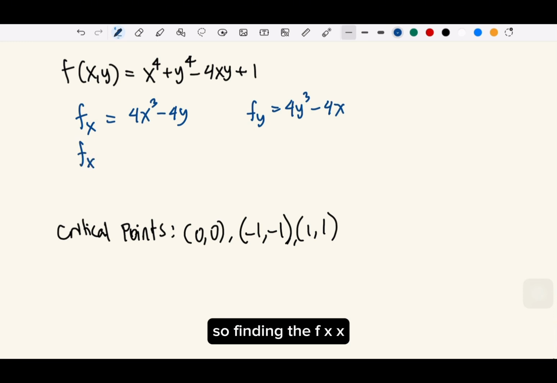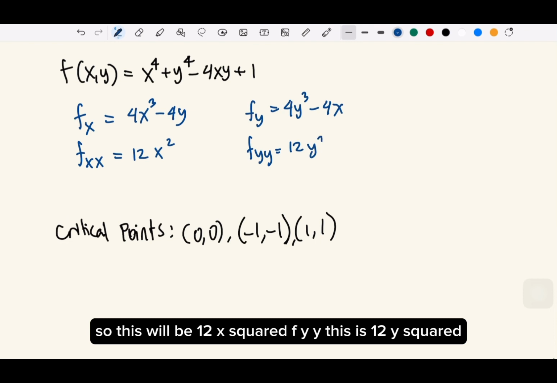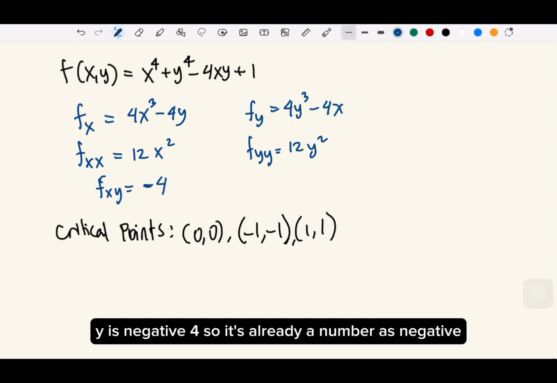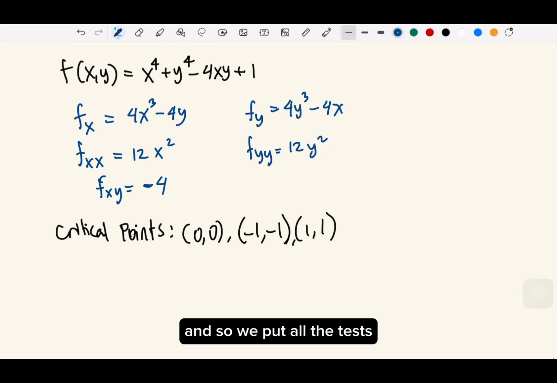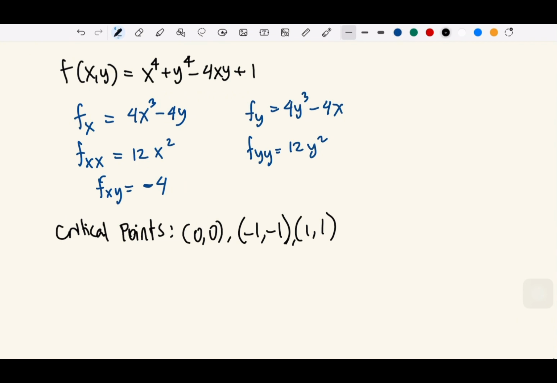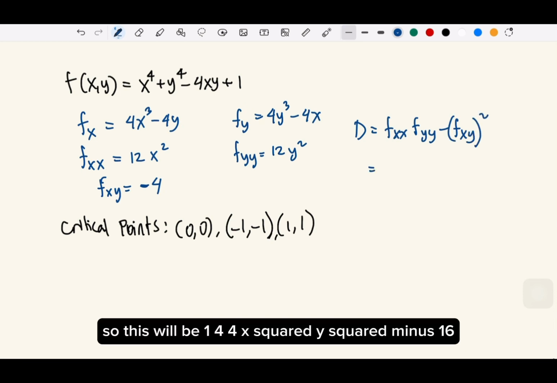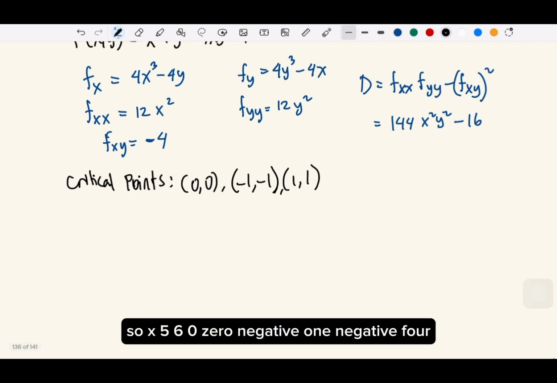So finding the fxx, this will be 12x squared. fyy, this is 12y squared. Okay. And fxy is negative 4. So it's already a number and it's negative. Okay, so we put all into the test. We can write the D as fxx fyy minus fxy squared. So this will be 144 x squared y squared minus 16. And then we can put into the equations. So x, y, this is 0, 0, negative 1, negative 1, 1, 1.